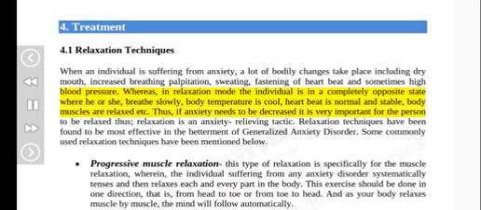Whereas, in relaxation mode, the individual is in a completely opposite state where he or she breathes slowly, body temperature is cool, heartbeat is normal and stable, body muscles are relaxed, etc. Thus, if anxiety needs to be decreased, it is very important for the person to be relaxed. Thus, relaxation is an anxiety-relieving tactic. Relaxation techniques have been found to be most effective in the betterment of generalized anxiety disorder. Some commonly used relaxation techniques have been mentioned below.